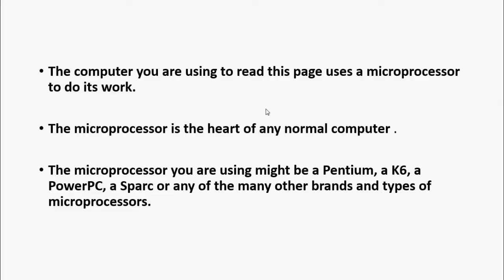The computer you are using to read this page uses a microprocessor to do its work. The microprocessor is the heart of any normal computer. The microprocessor you are using might be a Pentium, a K6, a PowerPC, SPARC, Intel, or any of the many other brands and types of microprocessors.